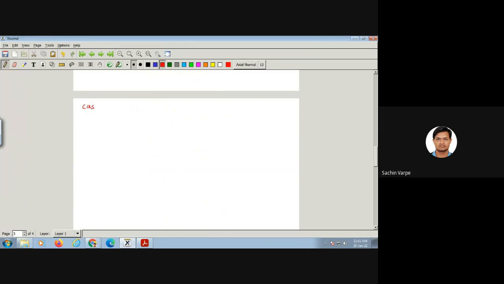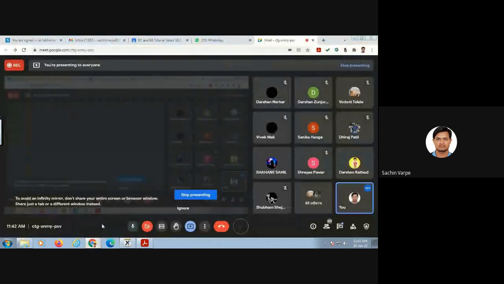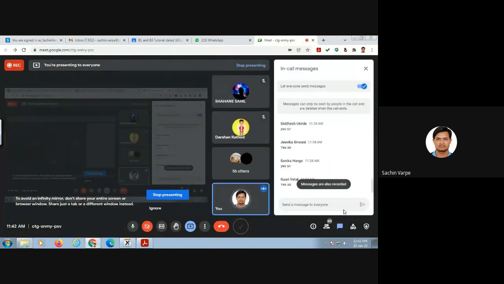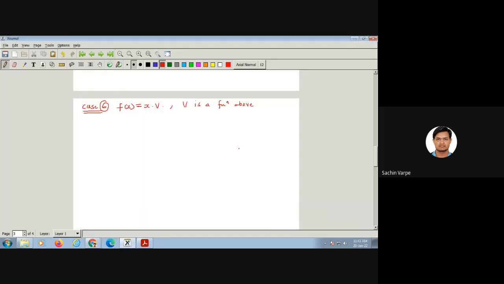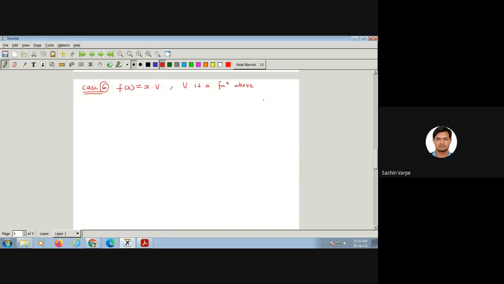Now case 6 is when f of x is x into v, where v is a function of x. If you have any doubt, you can ask, because I'm unable to see the chat box when I switch to this window. So either you drop a message in the chat box, or you can unmute yourself if you have any doubt.